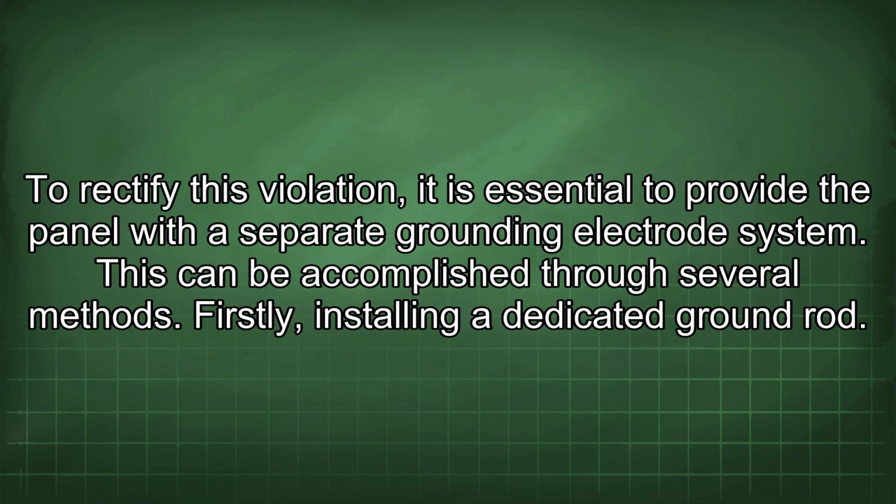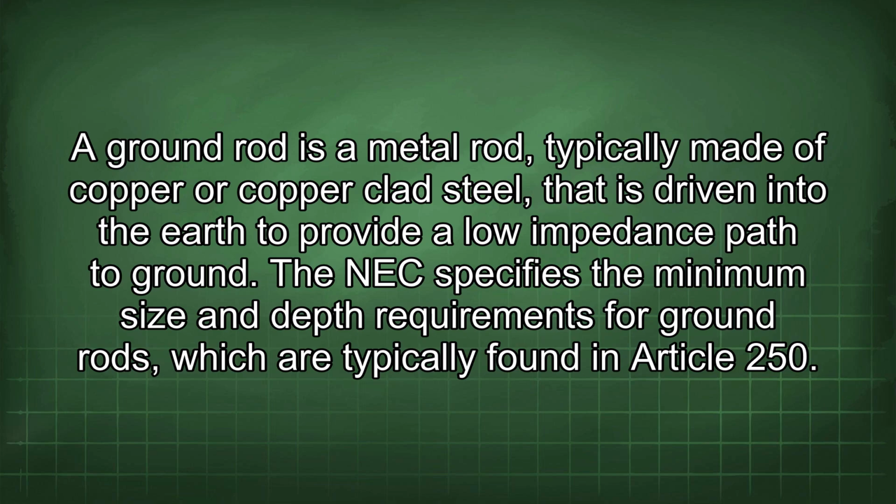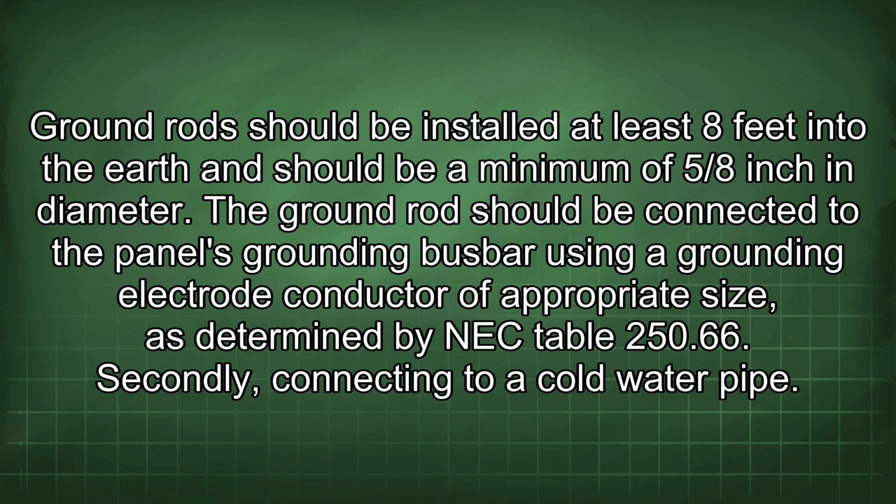To rectify this violation, it is essential to provide the panel with a separate grounding electrode system. This can be accomplished through several methods. Firstly, installing a dedicated ground rod. A ground rod is a metal rod, typically made of copper or copper-clad steel, that is driven into the earth to provide a low-impedance path to ground. The NEC specifies the minimum size and depth requirements for ground rods, which are typically found in Article 250. Ground rods should be installed at least 8 feet into the earth and should be a minimum of 5/8 inch in diameter. The ground rod should be connected to the panel's grounding bus by using a grounding electrode conductor of appropriate size as determined by NEC Table 250.66.